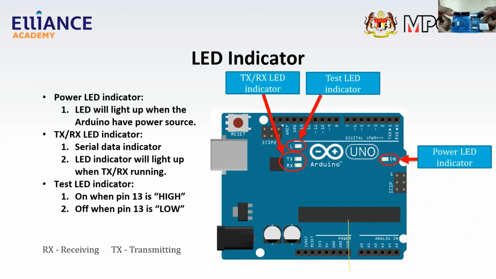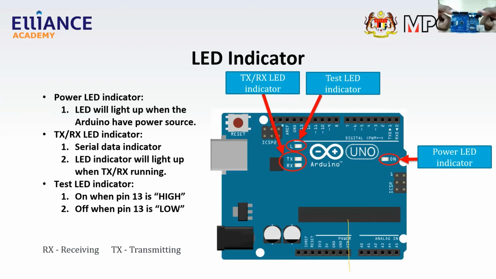This LED will light up if there is a power source to the board, indicating that the Arduino board is turned on. It means the Arduino board is alive, so you'll know by looking at the LED. If the Arduino light doesn't light up, then you know the board is faulty.